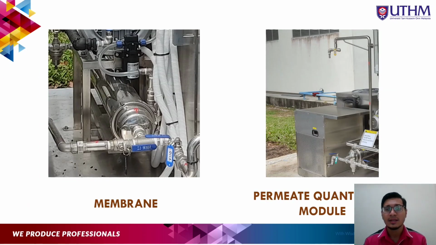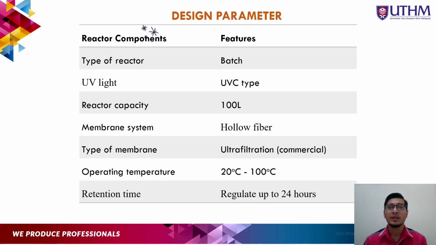This one is the membrane. As I stated just now, we use a hollow fiber type membrane, and the permeate quantifying module is where we collect the sample to record the data. Next is the design parameter. For the reactor components, the type of reactor used is batch type. The UV light used is UVC type. Reactor capacity used in this study is a 100 liter tank. The membrane system is a hollow fiber, ultrafiltration type of membrane, with operating temperature between 20 Celsius to 100 Celsius, and retention time regulated up to 24 hours.